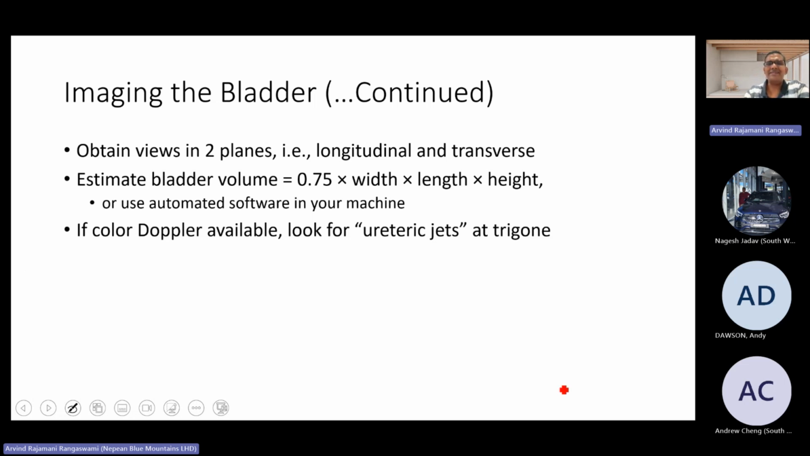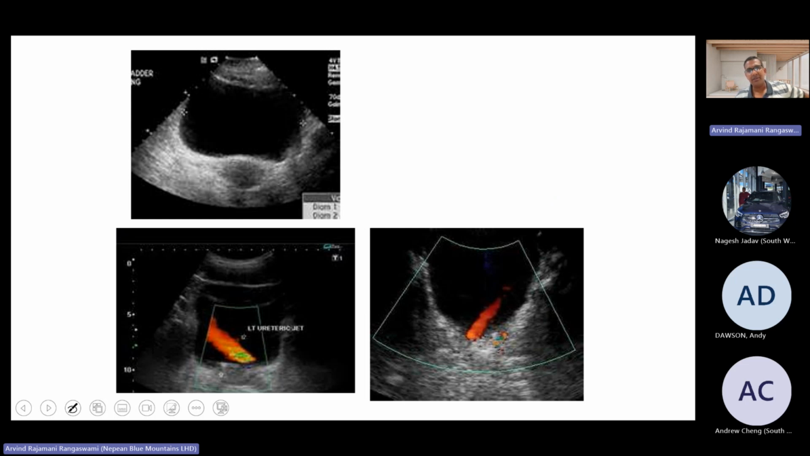And this is an estimated volume of the bladder, which is 3/4 of the length times height times width. If you have any automated software, then you can do that. I'll talk about the ureteric jets on color Doppler in a minute. But this is how a typical urinary bladder will look, with the prostate posteriorly.